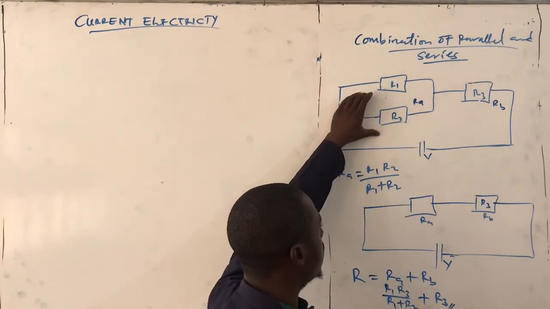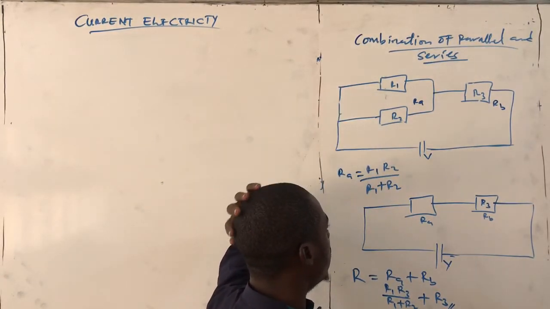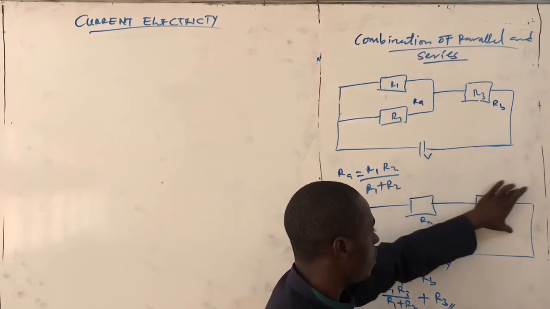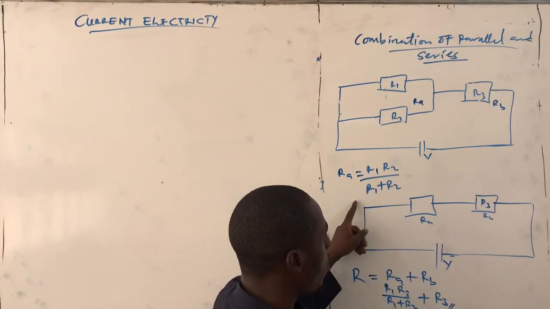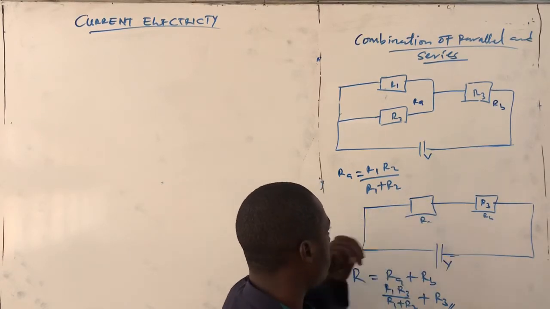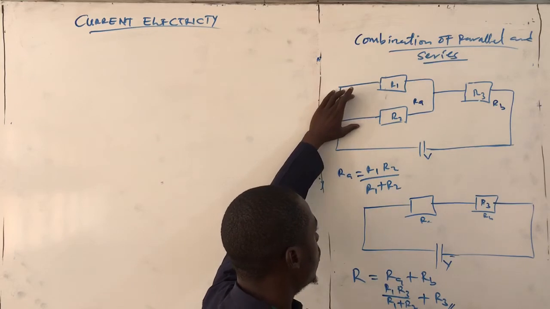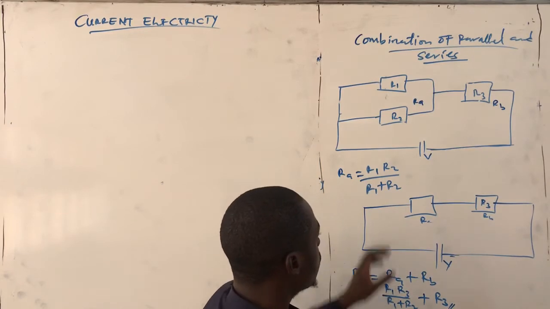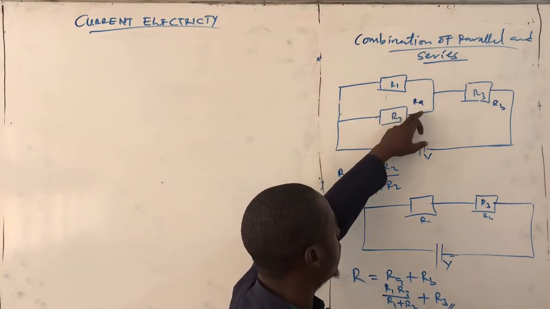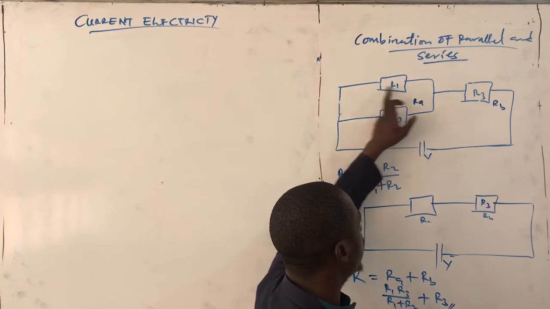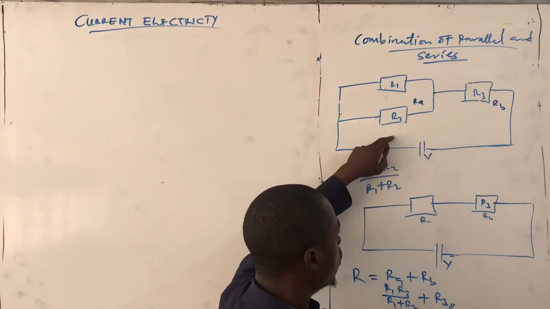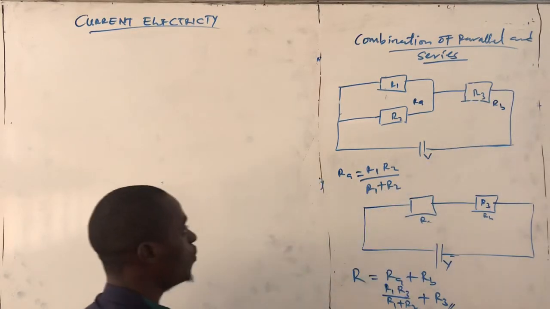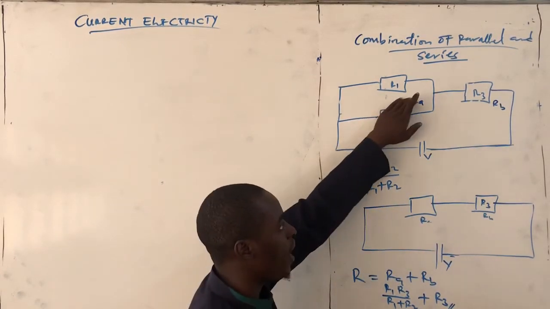Another thing they can ask is to find the current. For this one, we said that only one current passes through the circuit. But in the case of this one, we have a parallel combination and also a series combination. It means there is a current passing through here, and also another current passing through here. So we can be asked to find the current passing through the resistance RB and the current passing through RA.